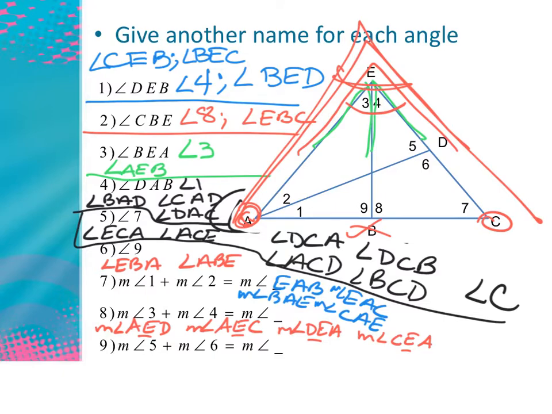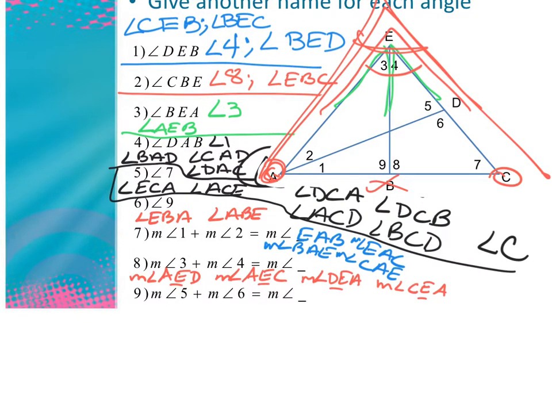All right, let's do 5 and 6 now. All right, so 5 and 6 are over here. Notice they're sitting on a straight line. So I can conclude that the measure of this is going to be 180 degrees. However, let me name it with the 3 letters. So the measure of angle 5 plus the measure of angle 6 is going to give me the measure of angle EDC, or I could also call it CDE.